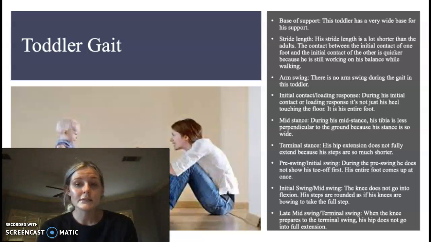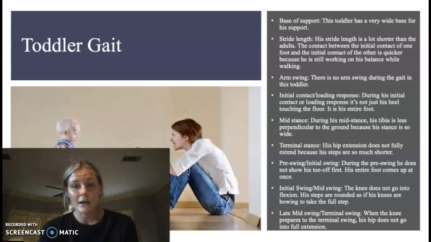In his mid stance, his tibia is less perpendicular to the ground because his stance is so wide. For his terminal stance, his hips are not fully extended because his steps are so much shorter. From his pre-swing to his initial swing, his pre-swing does not show his toe off first. It's his entire foot coming off as well.